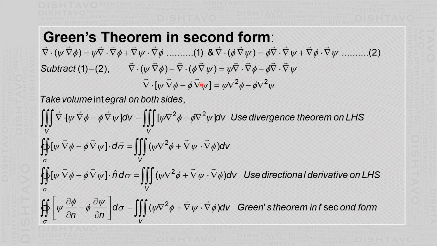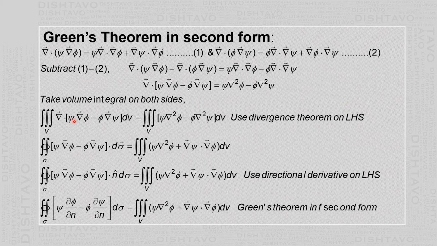Then what we obtained here, we take del dot outside, it is common for both the terms on the left hand side. So what we get is del dot (psi grad phi minus phi grad psi). Then on the right hand side, we replace del dot del by del square to obtain psi del square phi minus phi del square psi. Then take a volume integral on both the sides, you get this equation.